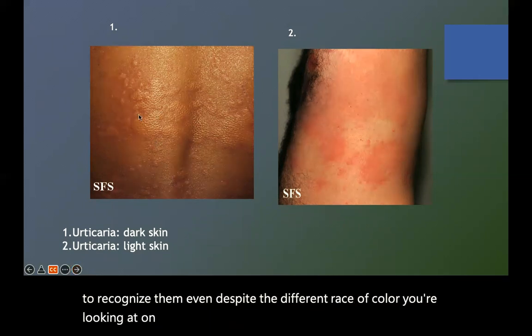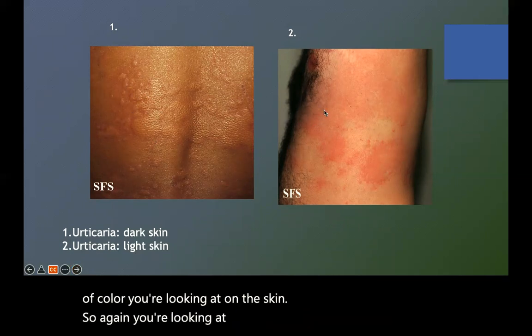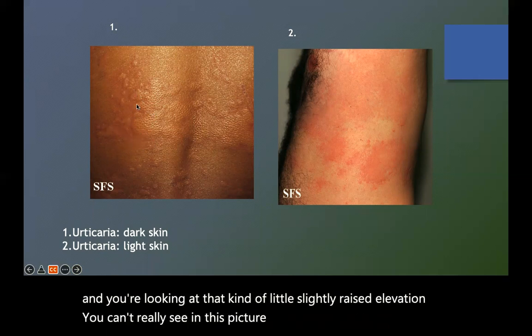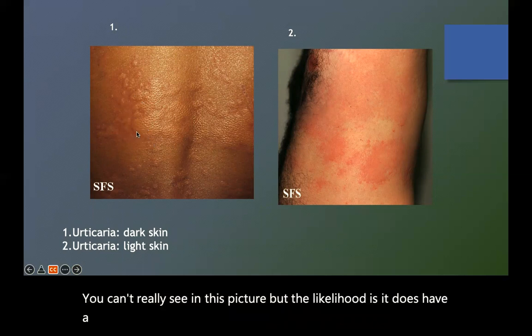So again, you're looking at this diffuse patchiness. It's on both sides. And you're looking at that slightly raised elevation. You can't really see it in this picture, but the likelihood is it does have a red, erythematous look to it, as it does here.